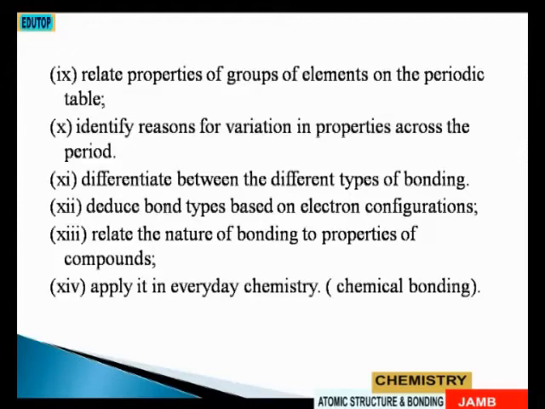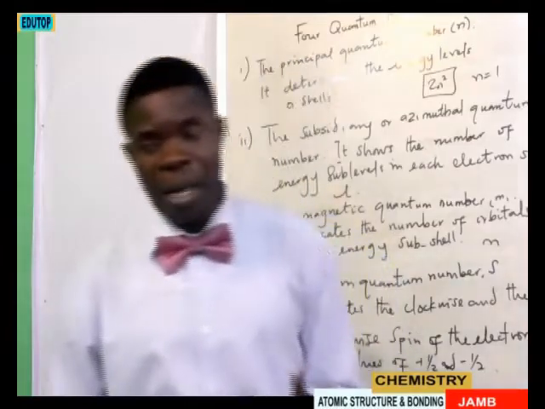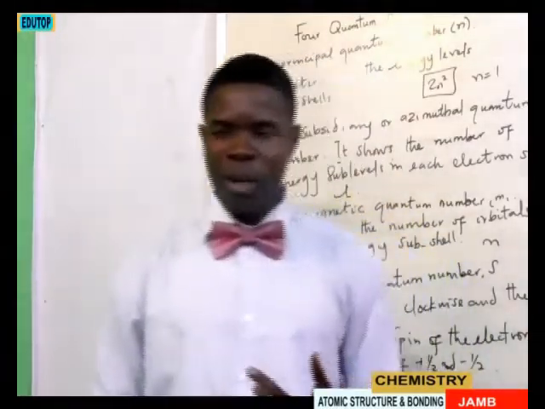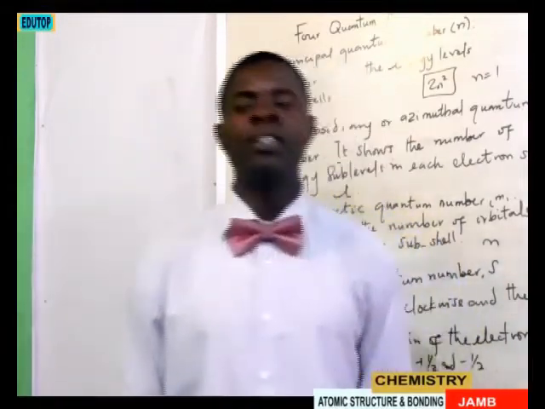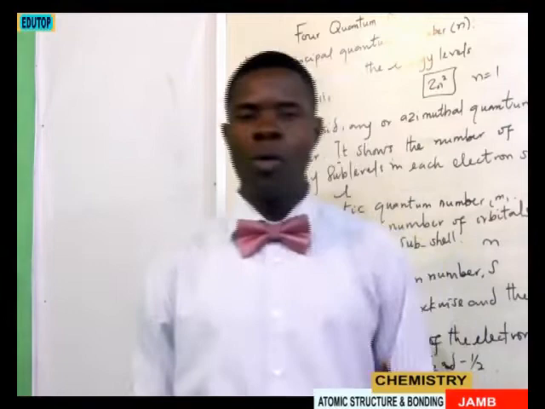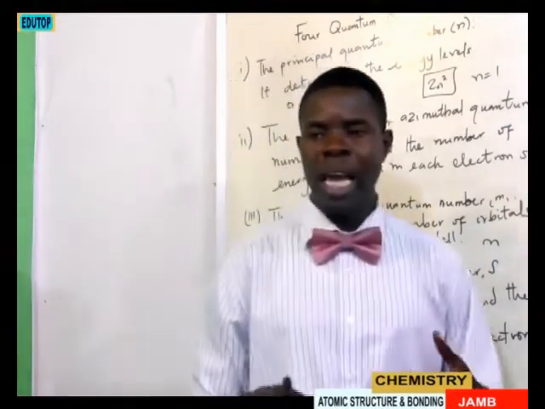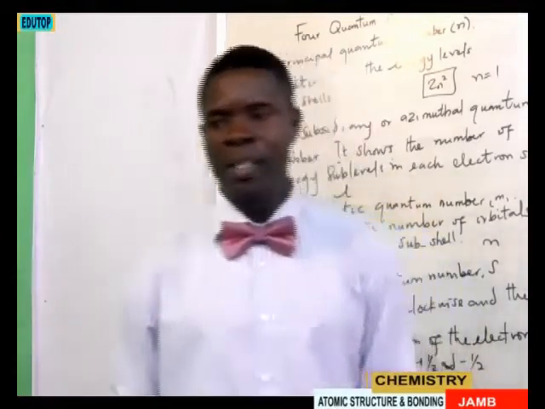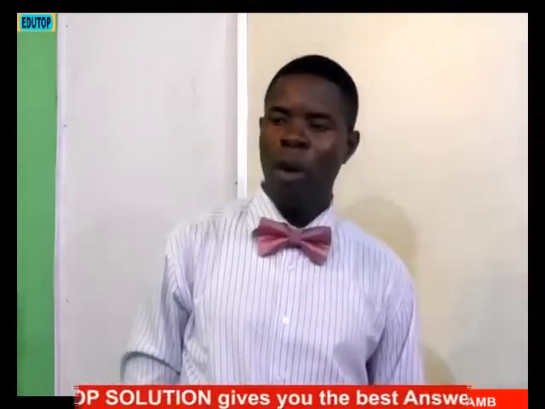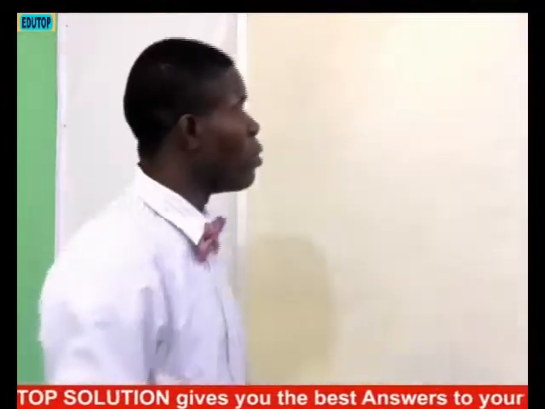So we are relating that. Then we'll be talking about atomic radius, ionic radius, ionization energy, electron affinity, electronegativity, which we are going to talk about elaborately in the subsequent slide. So the properties of groups of elements on the periodic table.